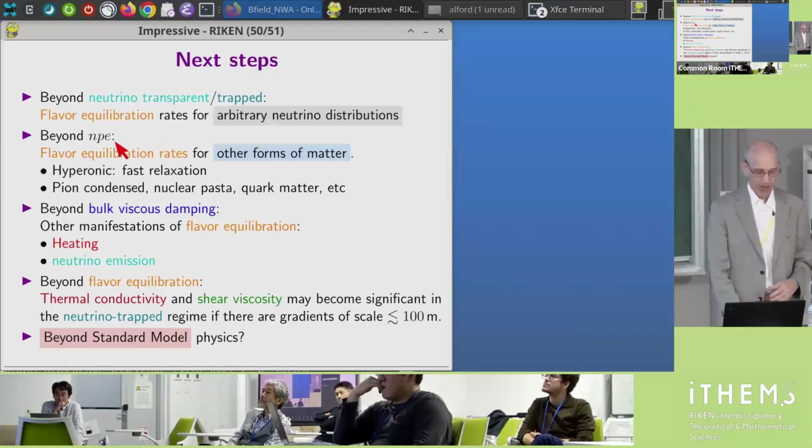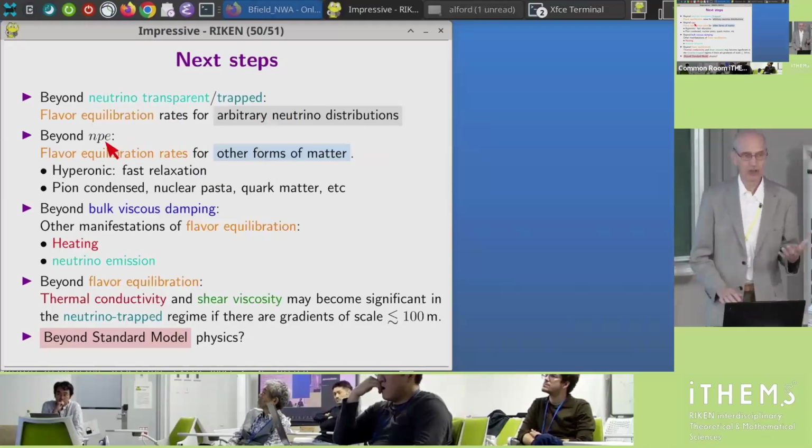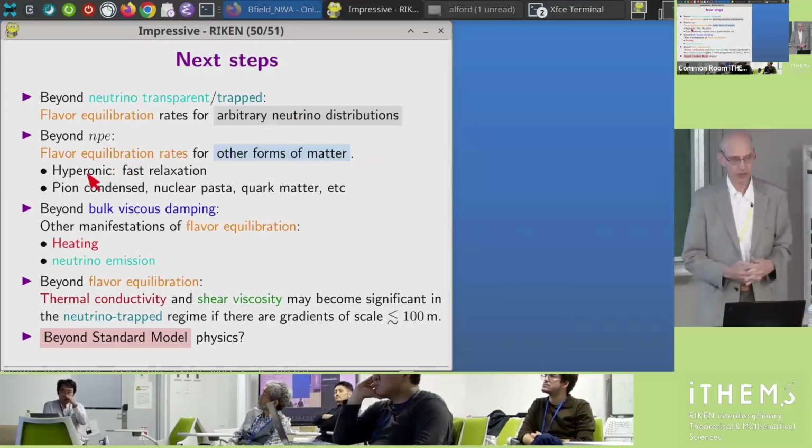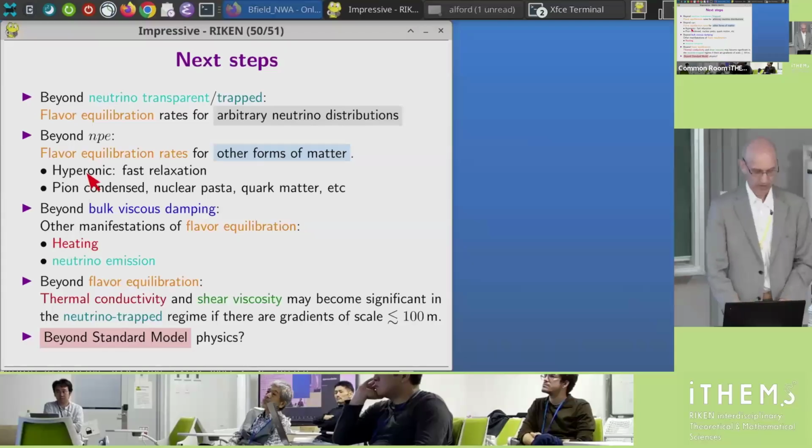I only talked about neutron, proton, electron matter. You can also talk about this sort of process, flavor equilibration, in other forms of matter. You can introduce hyperons. My former postdoc, Alex Haber, studied that and found that with hyperons around, you tend to get rather fast relaxation, but that might be relevant at low temperatures. You could also look at other phases, pion condensed phases, nuclear pasta phases, quark matter phases. There are people who've looked at this recently as well.